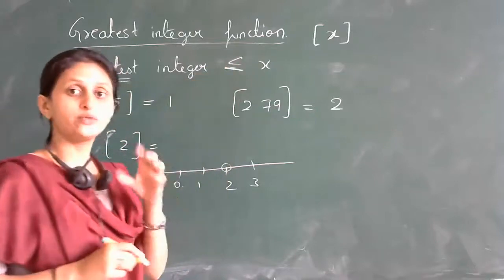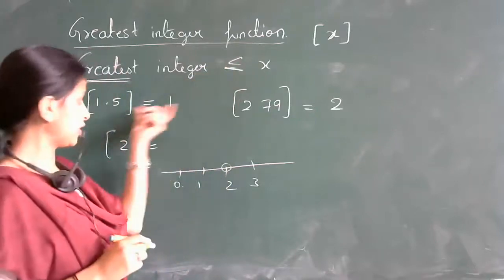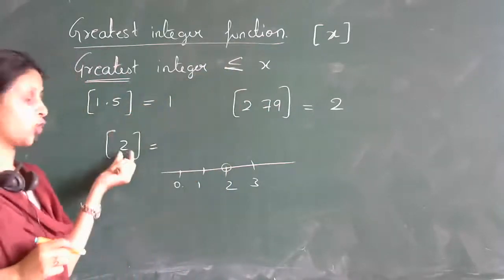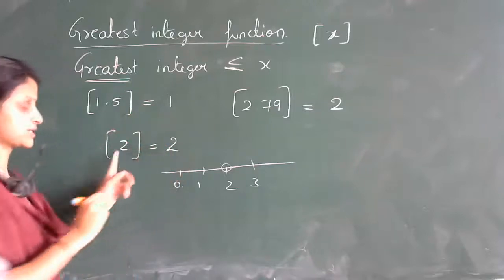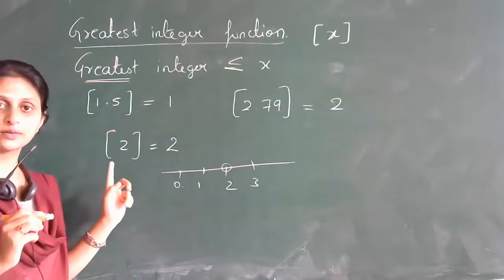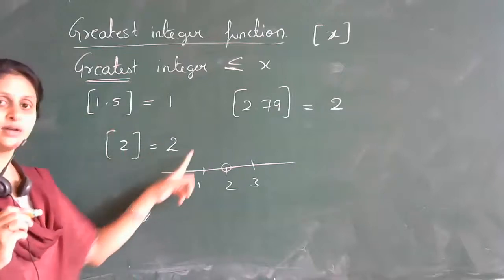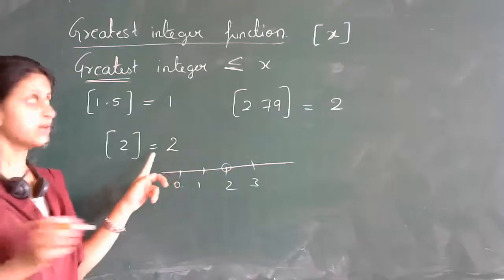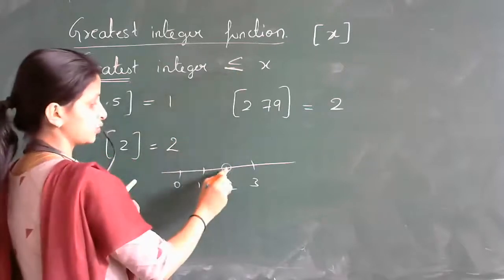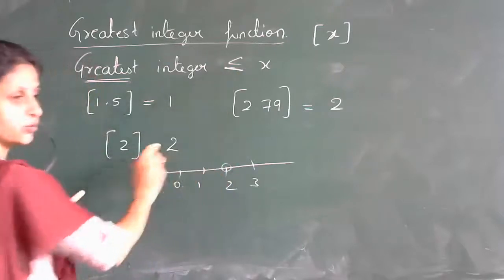Only if you have decimals, then you solve like this. But if they have given you whole numbers like this, then the answer will also be a whole number. The same will be the answer. So less than or equal to is there. So the greatest integer function of 2 is 2.